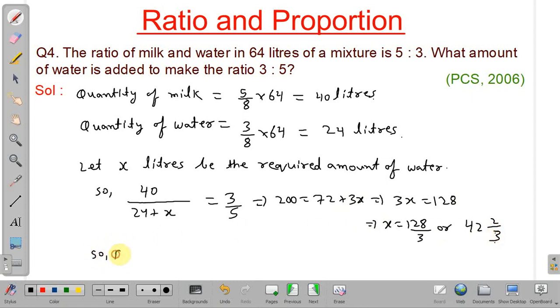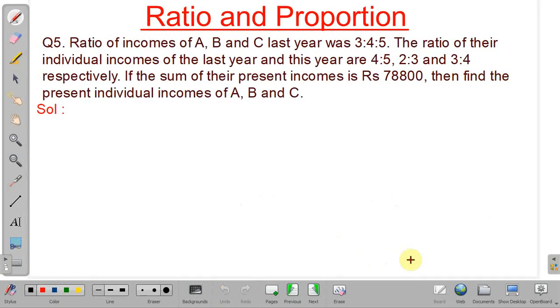So the required amount of water is 42 and 2 by 3 liters. Okay, so we will discuss the next question.